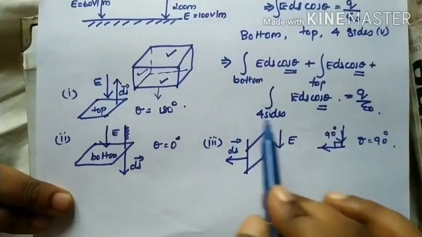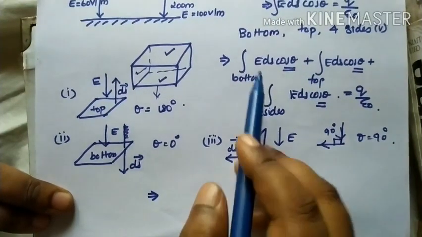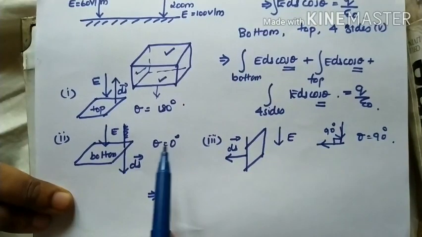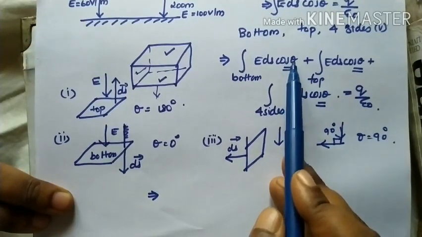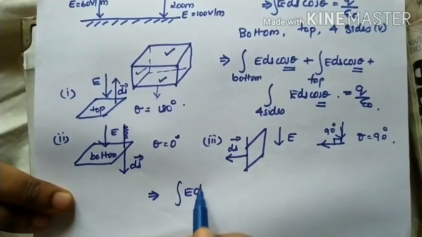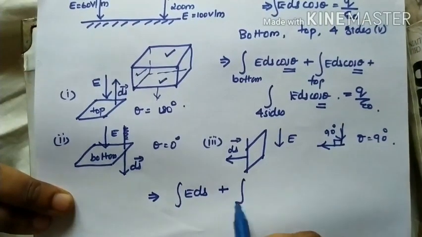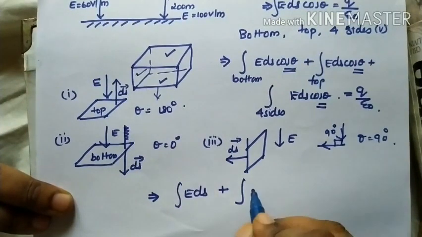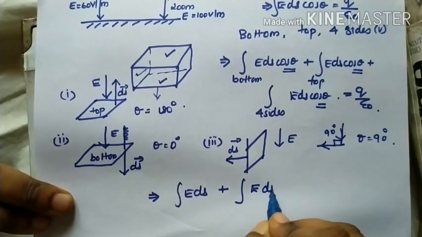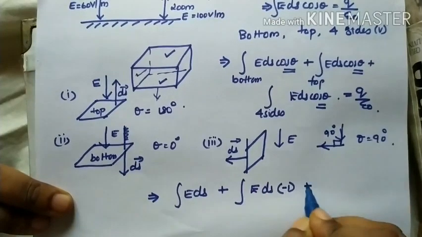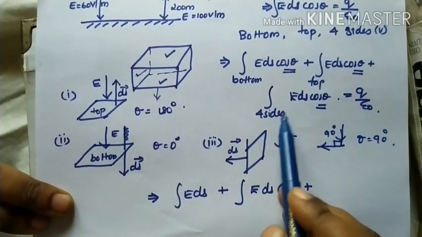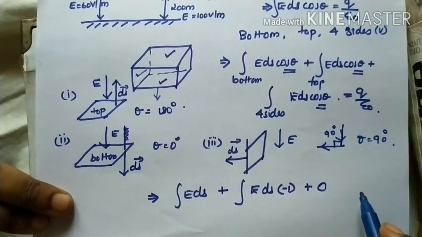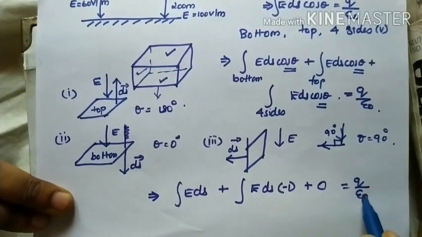Now I'm going to go for this equation. What is here? For the bottom, integral E dS cos theta. In the bottom case theta is 0 degrees. So what is cos 0 degrees? It is 1. So it becomes E dS. That's it. Plus the integral for the top condition. What is cos theta here? Cos 180 degrees, so it becomes E dS cos 180 degrees, which is minus 1. Plus cos theta on the four sides, where theta is 90 degrees. This much sum becomes what? 0, since cos 90 is 0. That is equal to Q by epsilon naught.